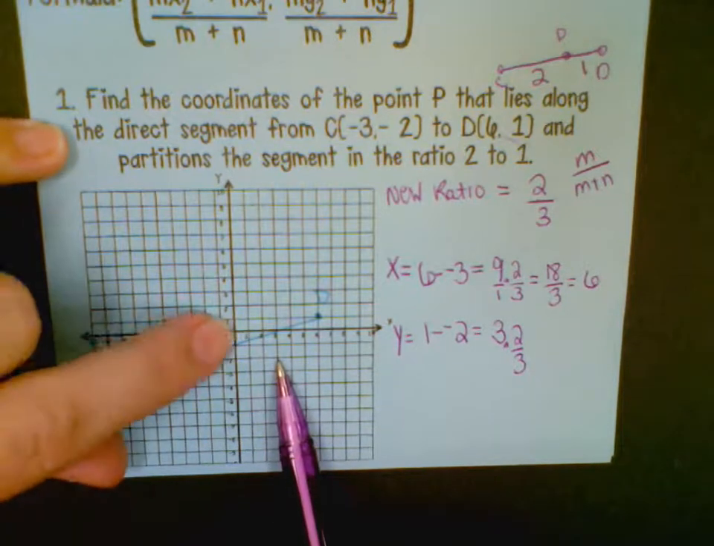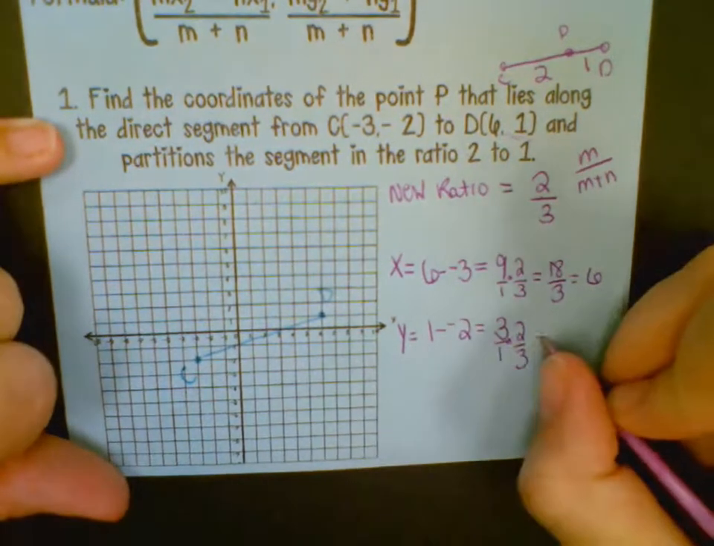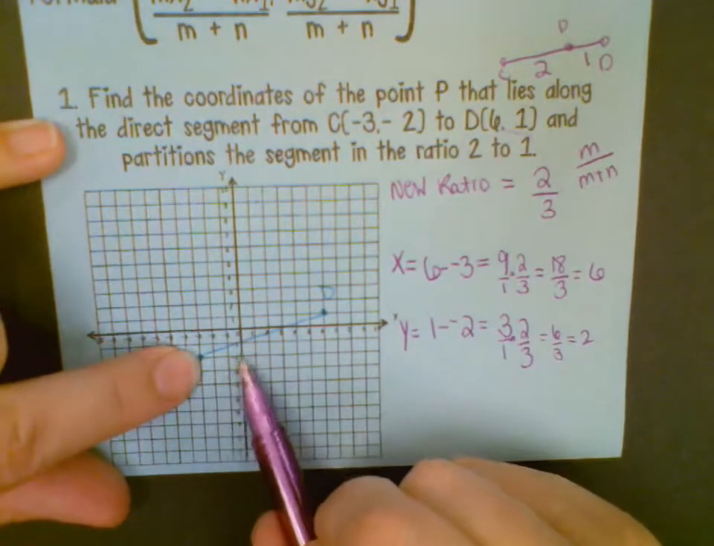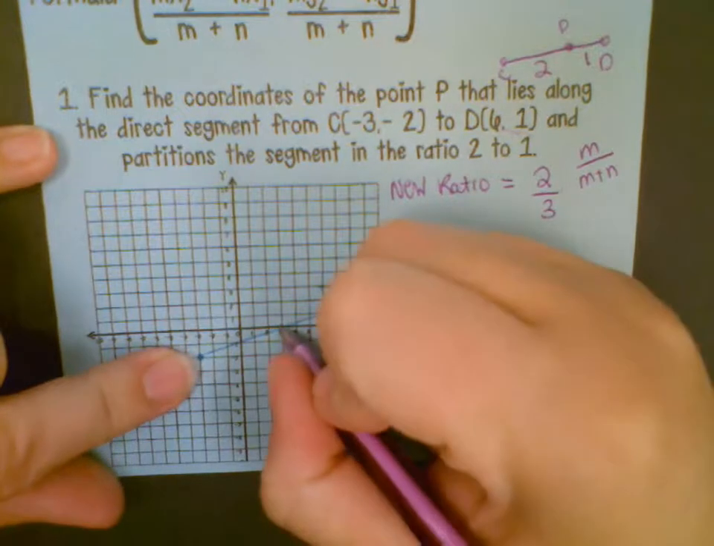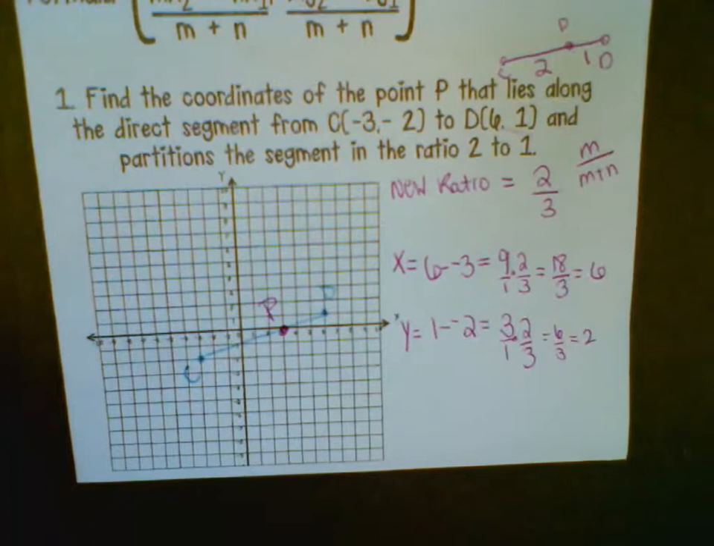Okay, and then to figure out how much to go up to get to the point, you'd have to finish solving this, which we get 6 over 3, so that's 2. So that means if I go x distance of 6, y distance of 2, then that point right there is our partition point, point P.